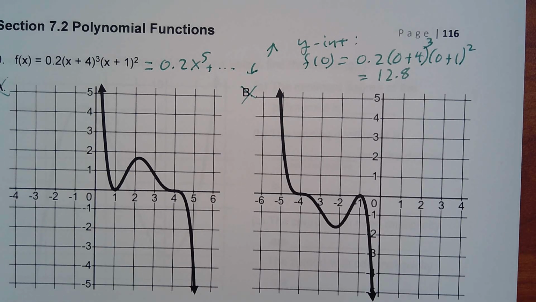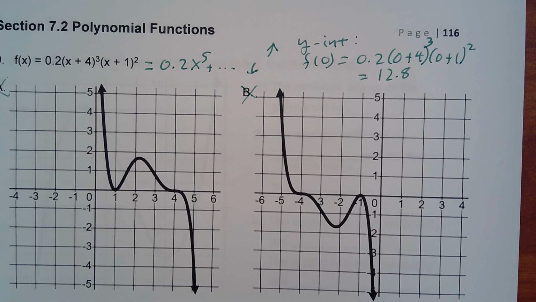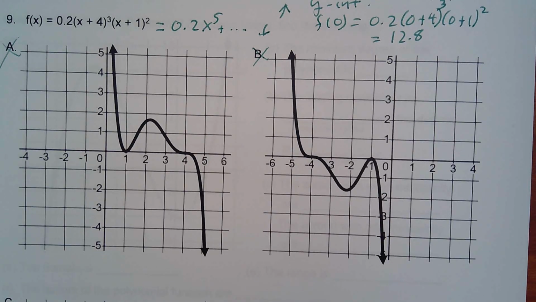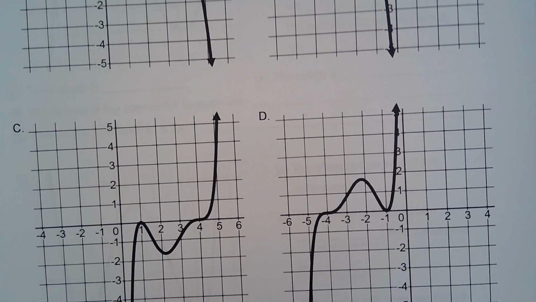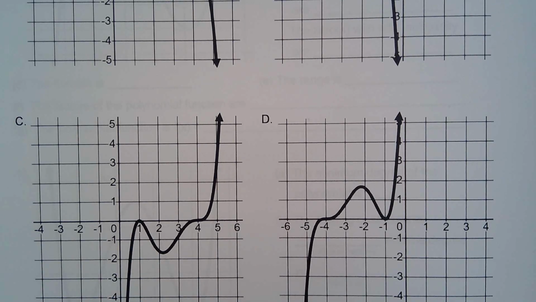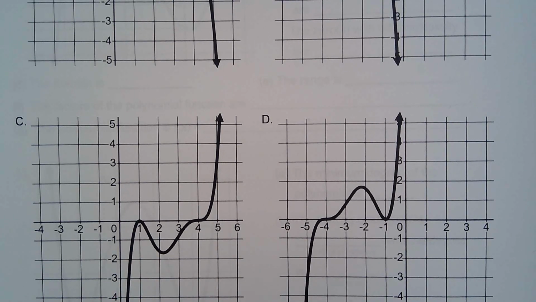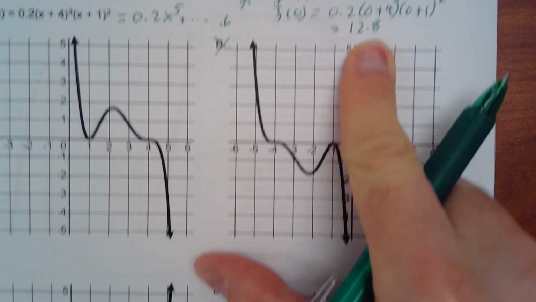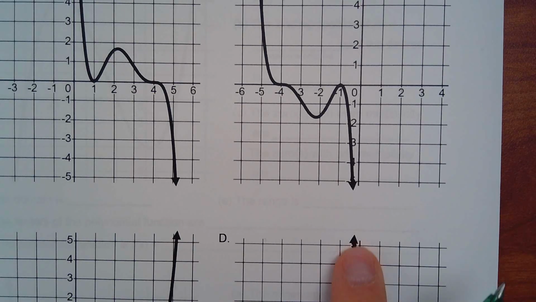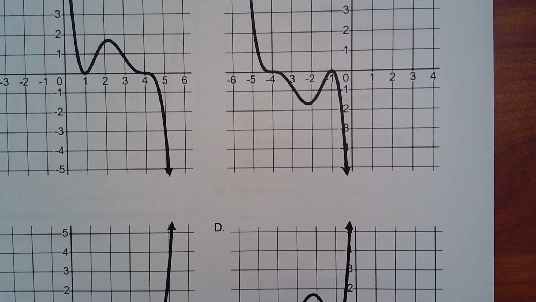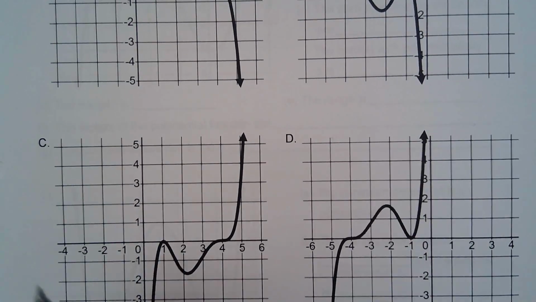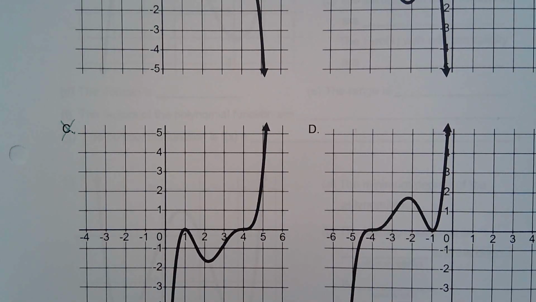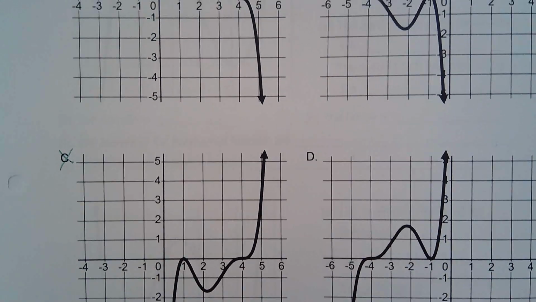That's going to be kind of hard to tell here because 12.8 is not on the graph. But we can probably make a guess here. This one's going down here. But my y-intercept should be a positive 12.8. So that means this is going up here. This is probably going to be the correct answer. So I'm going to eliminate C, but let's verify.